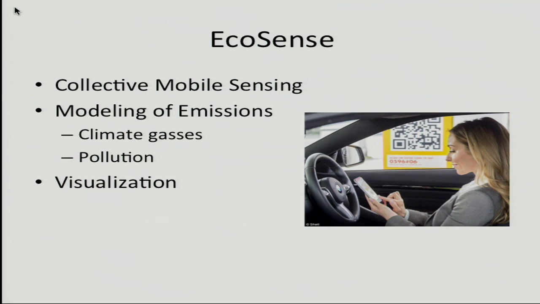The idea is that you ask people to use a special app on their mobile phones, and then we get data about how they are moving around in the cities, in the country, and we can use these data to make models.